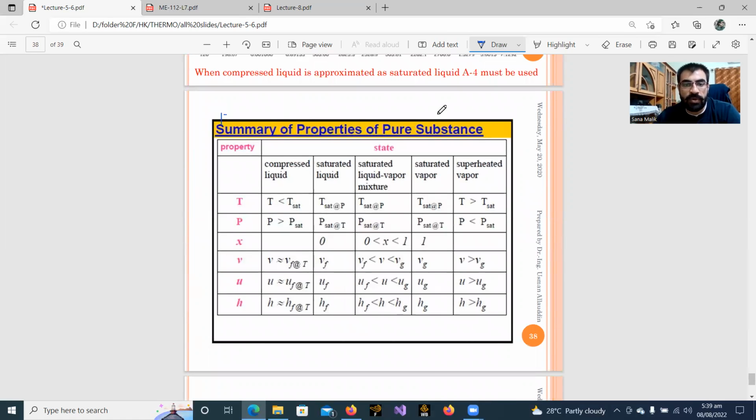Here is the summary of the properties of pure substances. For compressed liquid, T saturation will be higher, and for superheated, T will be higher than T saturation. For saturated vapor, T is T saturation at P saturation; for liquid, T saturation at P; and when there is a mixture, it will also be T saturation.